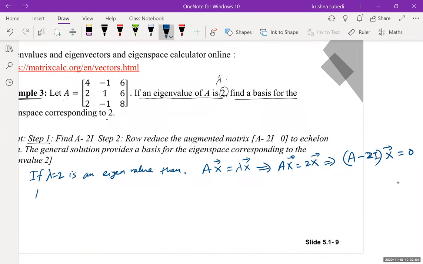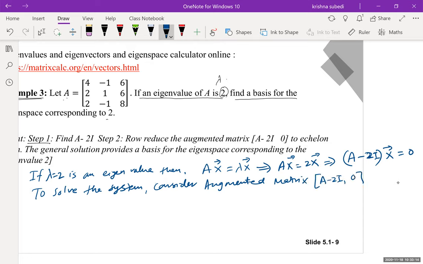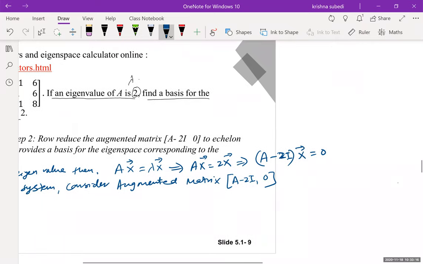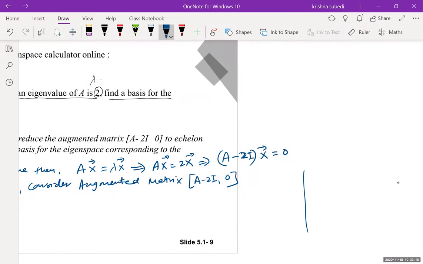All right, so to solve the system, consider the augmented matrix A minus 2I and 0. So what is A minus 2I? Let us calculate that.